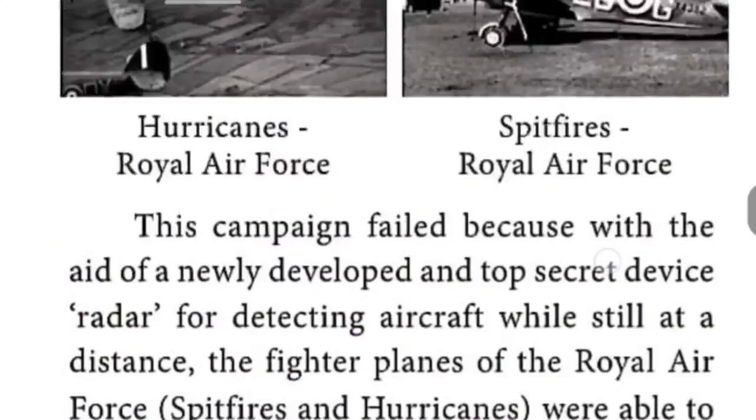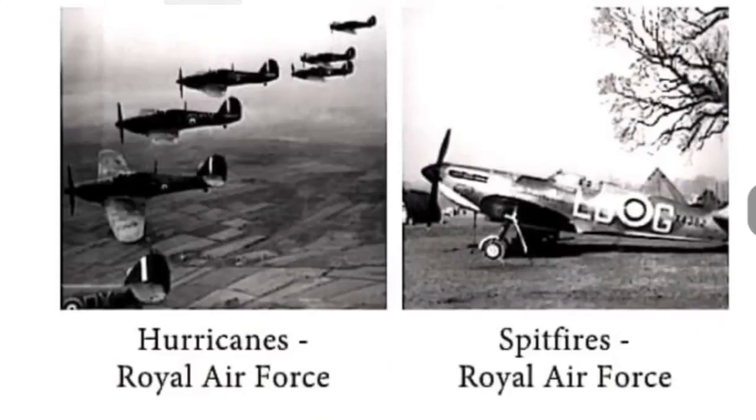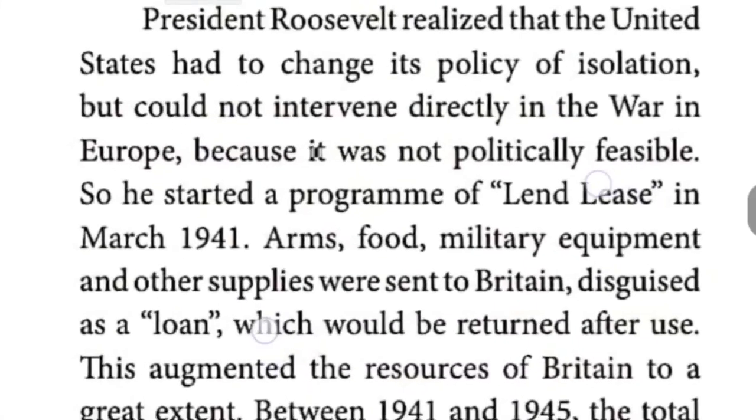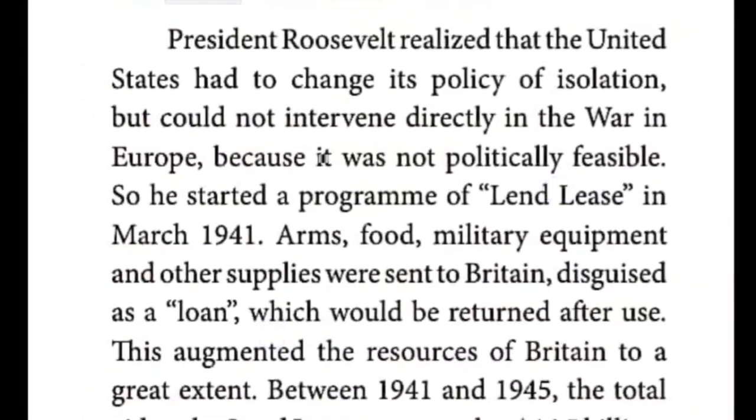So this much only, children. The next picture is given in your book also. Next, in the United States of America, what was going on? Under the Lend-Lease program, started in 1941 by President Roosevelt, till the end of World War II, that is 1945. President Roosevelt realized the United States had to change its policy of isolation because Germany had captured Denmark, Norway as well as France.